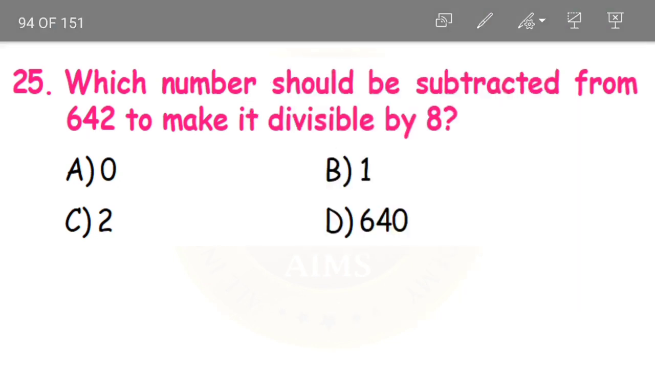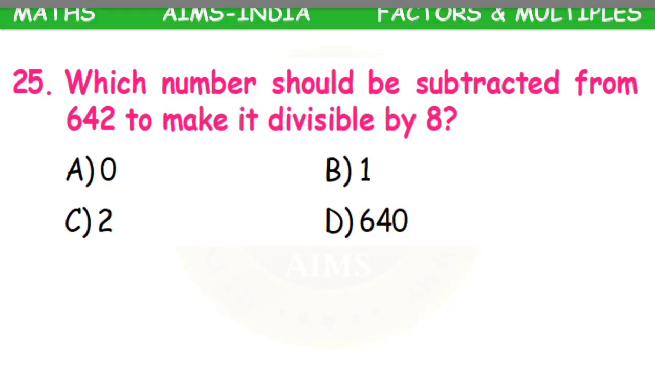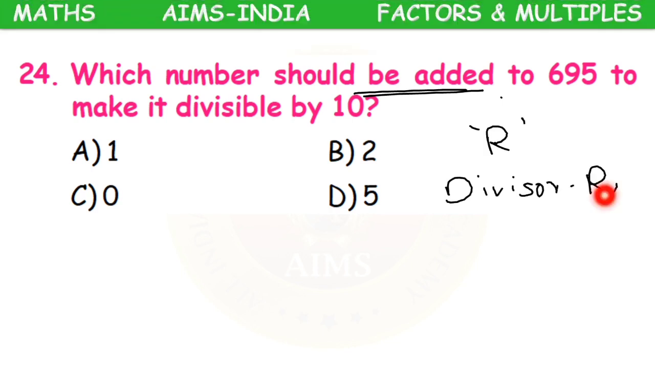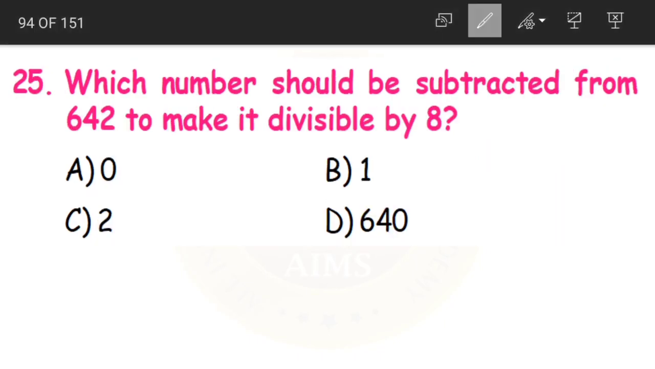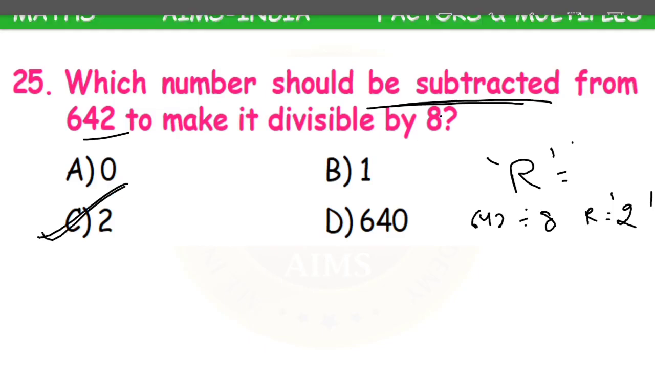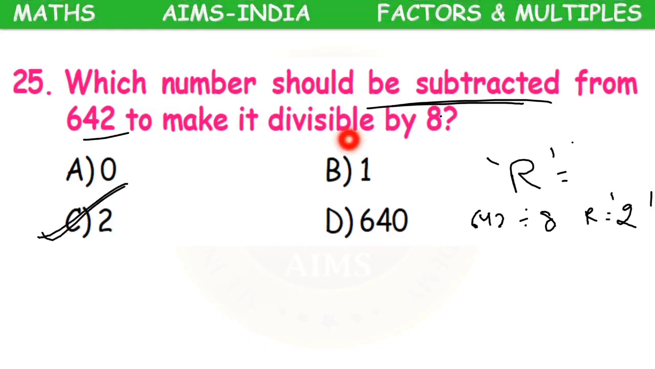Understood? For a number, let me tell it again. To find out the number that should be added, find out the remainder and then subtract the remainder from the divisor. Yes, divisor minus the remainder will give us the number that should be added. And when we need to find out the number that should be subtracted, it is nothing but our remainder. Now what was the remainder here? In 642 divided by 8, the remainder was 2. So option C, 2 should be subtracted from 642 to make it divisible by 8.